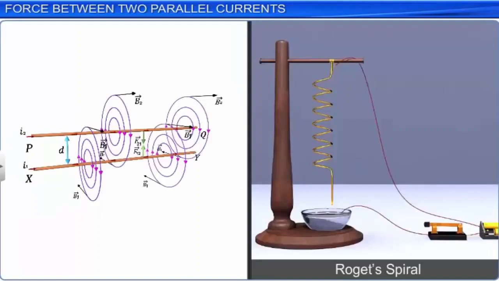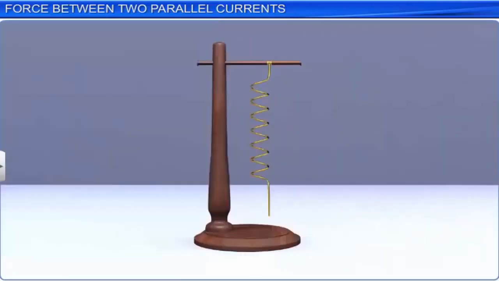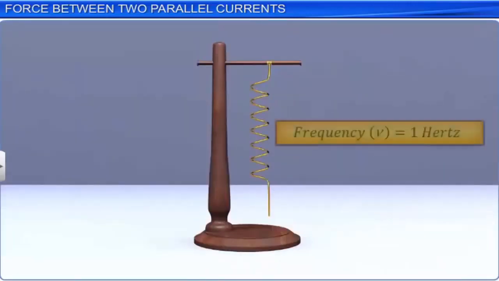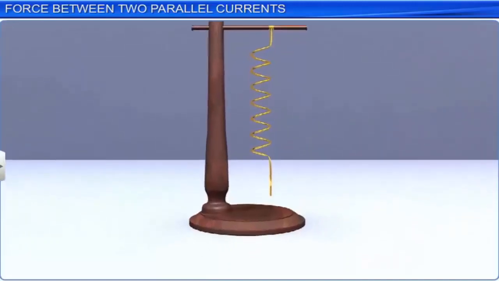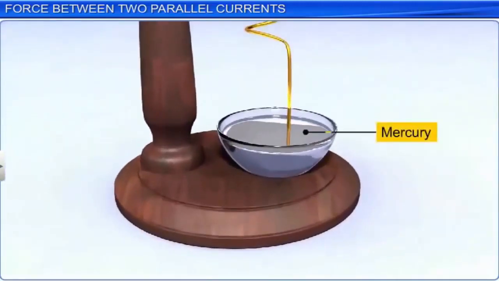To study a similar effect of force, as between two current-carrying conductors, we replace the straight long wires with a coil of suitable dimensions and number of turns. We refer to this as Roget's spiral. Consider a soft spring with a natural frequency of oscillation equal to 1 Hz, or a natural time period of oscillation of 1 second, suspended vertically from a rigid support. Take some mercury in a bowl and place it exactly below the suspended spring in such a way that the lower end of the spring is just in contact with the surface of the mercury.